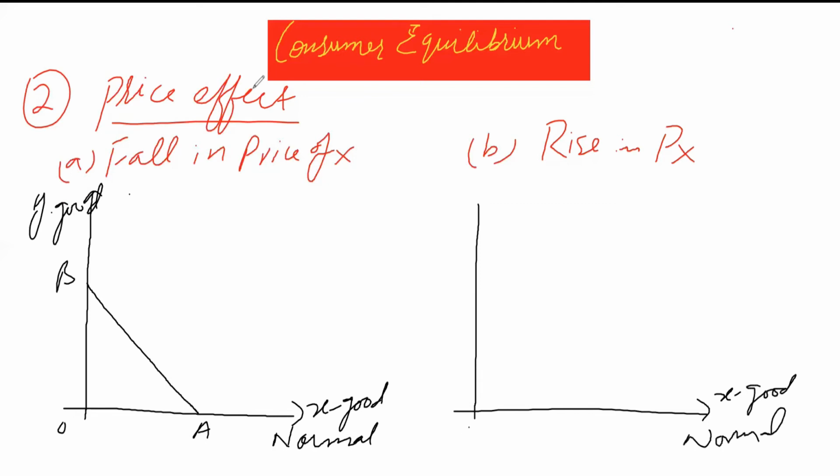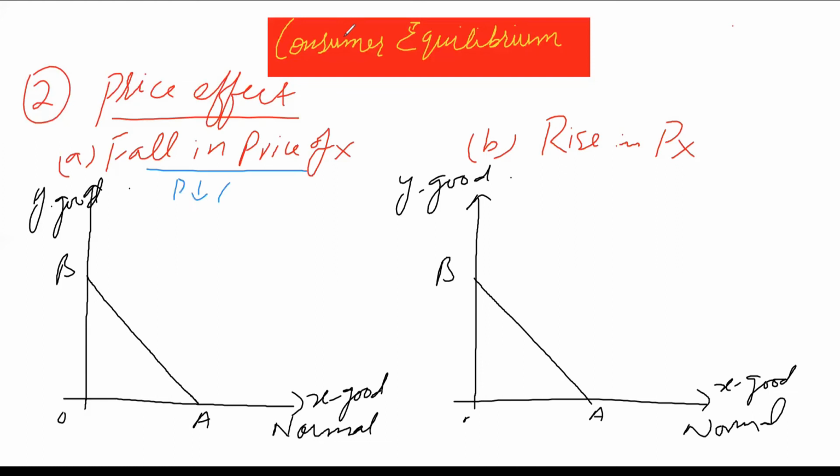Then in the right hand side graph, we again have a normal good on the X axis and a neutral good on the Y axis. Again draw a budget line AB. So in both situations the basic graph is exactly the same. In case of a normal good, when price falls, quantity demanded will rise, and when price rises, quantity demanded will fall. It follows the basic law of demand, which we already discussed in AS level.